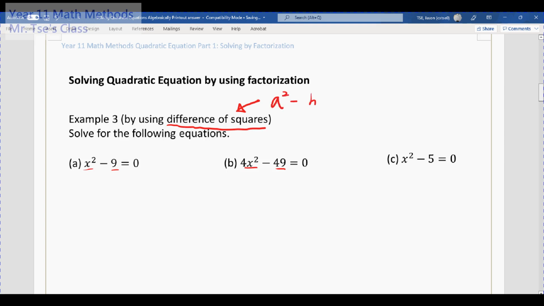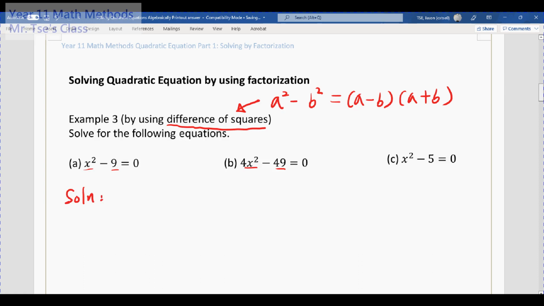So if you have a squared minus b squared, how can we factorize them? You can have a minus b times a plus b. Okay, so this is what we call difference of squares. So once you are in the form of difference of squares, then you can factorize them. We learned that in year 10 extension, right? So let's see how we can do it.